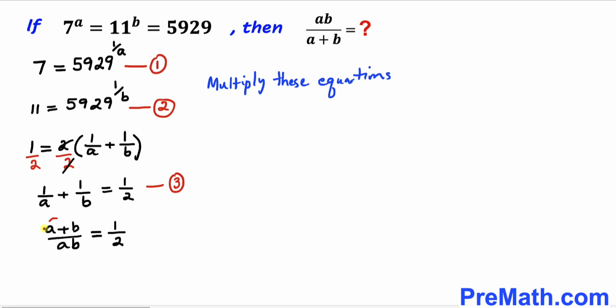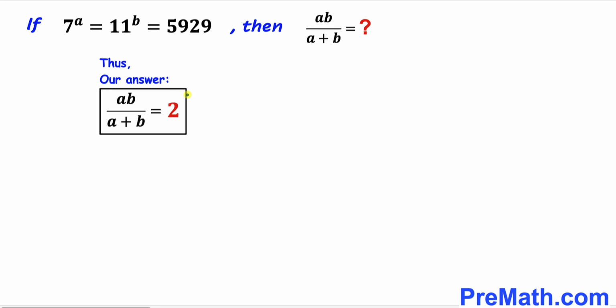And now we are going to flip both sides over. In other words, the reciprocal of the left hand side is going to give us ab divided by a plus b, which is going to be equal to 2 divided by 1, which is the same as simply 2. So thus after all the calculations and manipulations, our a times b divided by a plus b value turns out to be 2. And that's our final answer.